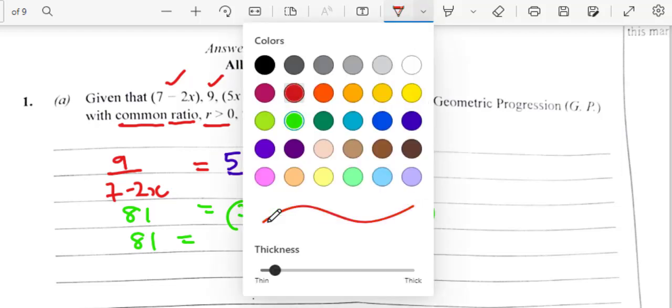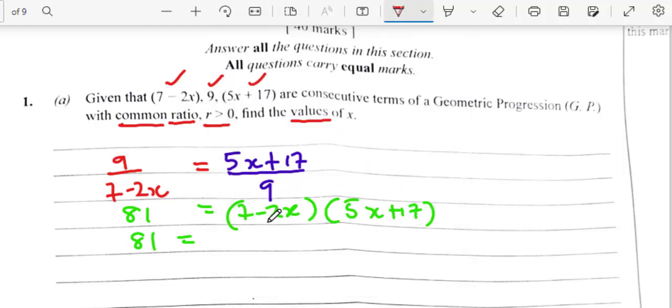Let me use red ink here. So I have 7 times 5x, which is 35x here. Then I have 7 times 17. 7 times 7 is 49, and 7 times 1 is 7, so I'll get 119. So that is a positive answer. So 7 times 17 is 119 here.